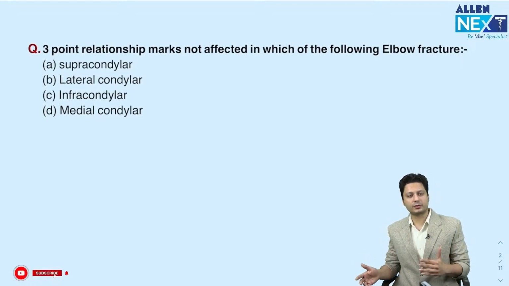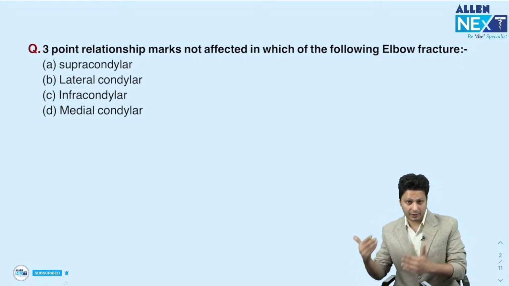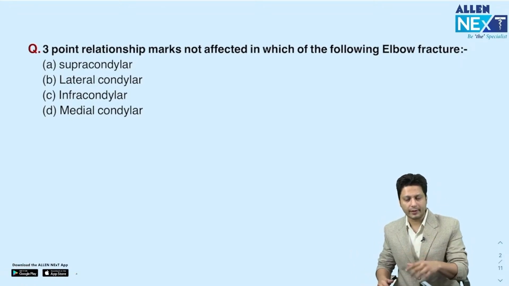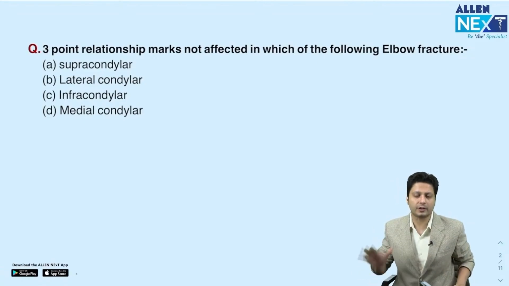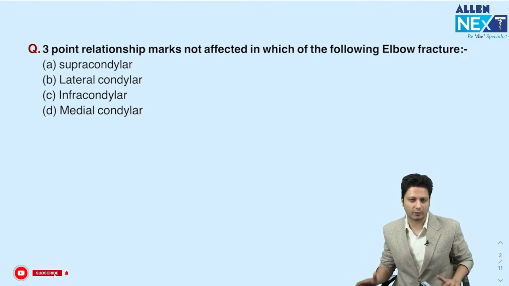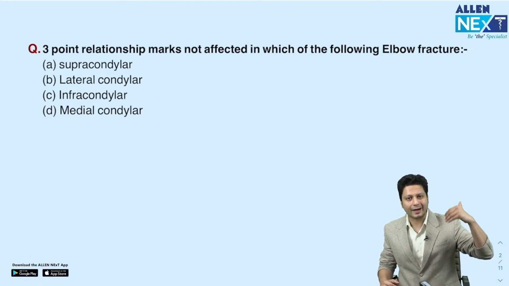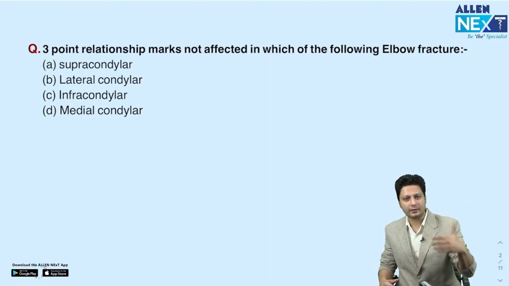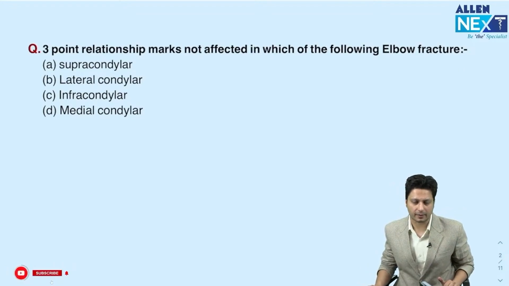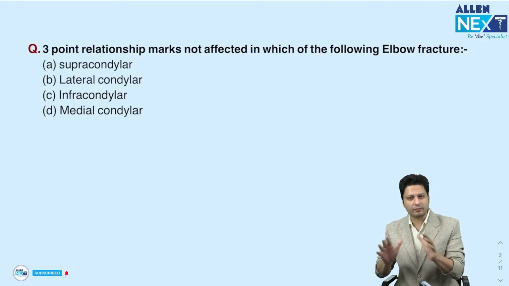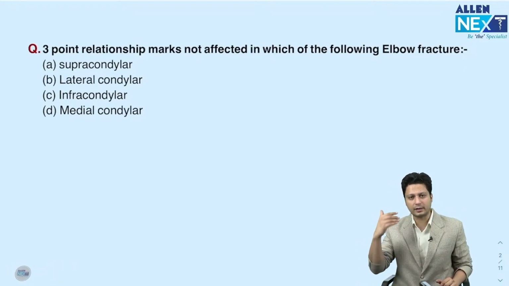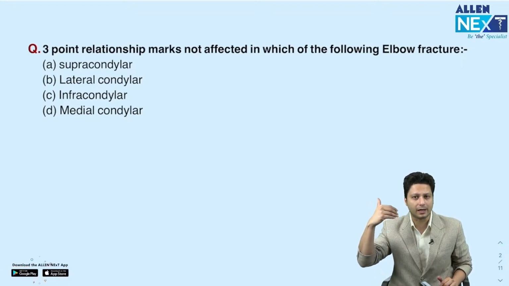Now, starting with the first question: the 3-point relationship in the elbow joint is likely to be affected in all of the following cases except. This is a primitive kind of question. It is not asked for the first time. These are the kind of questions which they have asked since the 80s and 90s. And somewhere in between, there was a lull where these kinds of questions were not very frequently asked.